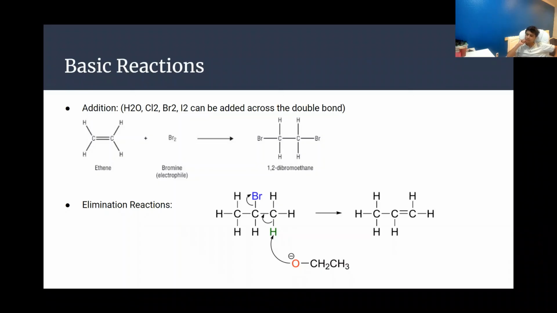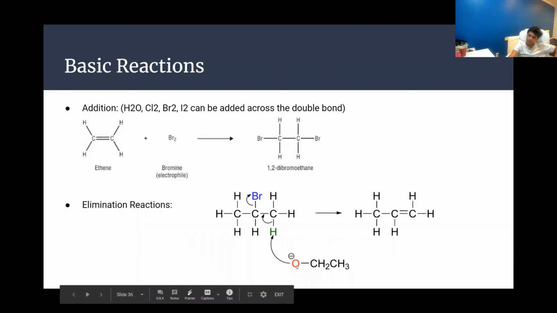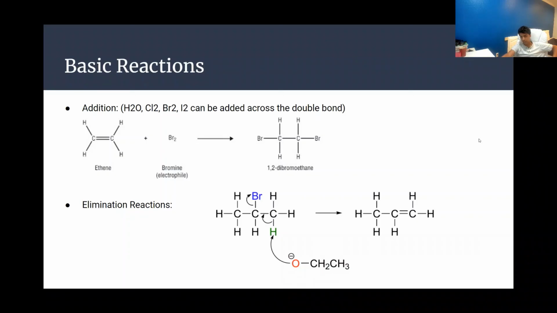Elimination reactions are usually formed by a base that abstracts a proton to form a double bond. So you can see over here, this base abstracts this proton, then from the double bond expels this leaving group. So you can form an alkene.